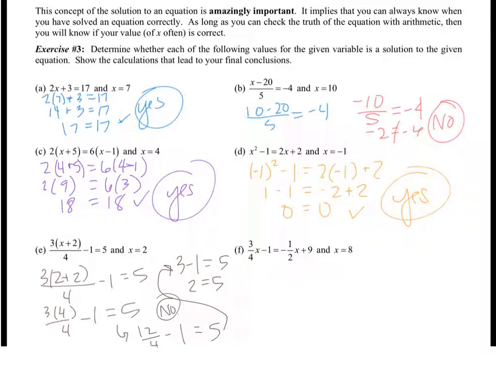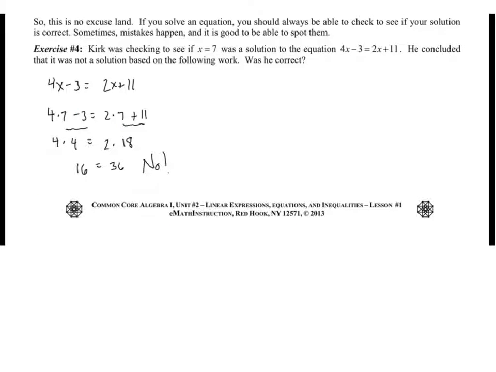And last one, letter F. If we plug 8 in, 3/4 of 8 minus 1, is that equal to negative 1/2 of 8 plus 9? So 8 times 3 is 24, divided by 4 is 6. Negative 1 times 8 is negative 8, divided by 2 is negative 4. Does 5 equal 5? You betcha. So I think that this is kind of funny that they call it no excuse land, but whatever.